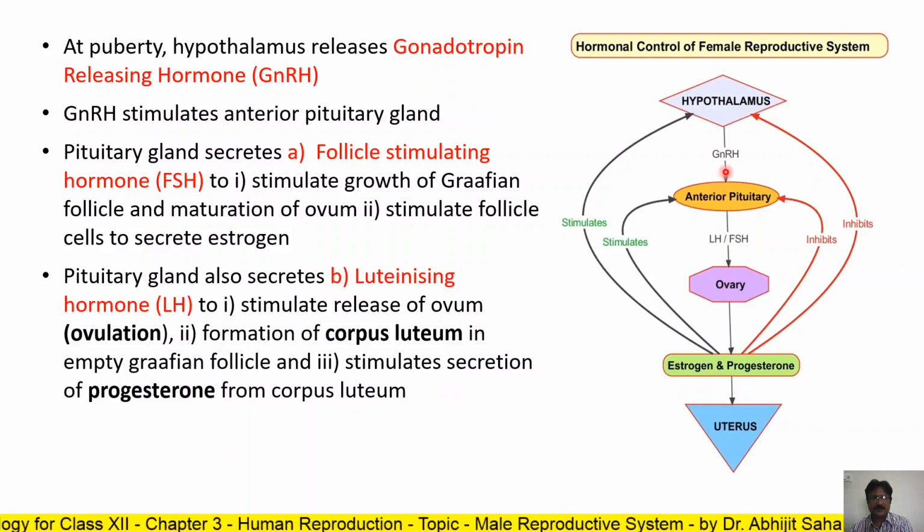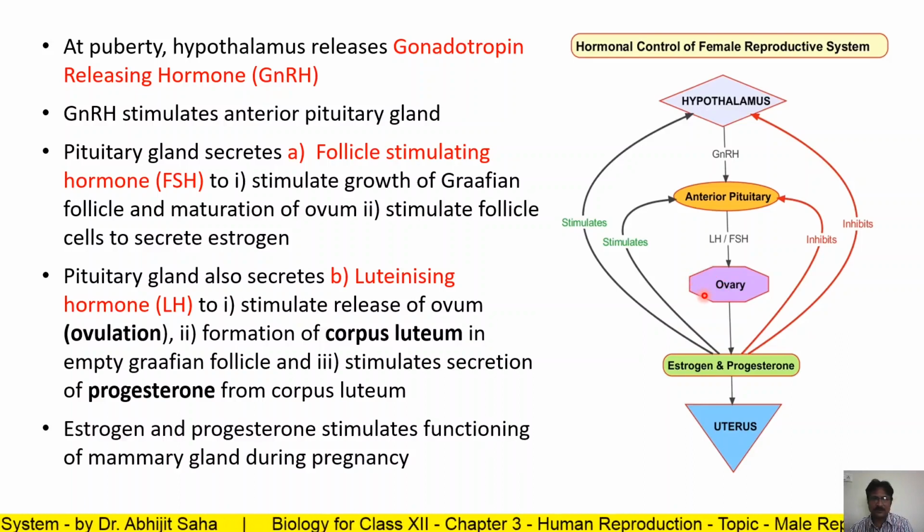The pituitary gland, as I just said, secretes two hormones, FSH and LH. Now, what is the role of LH? LH stimulates the release of the ovum and formation of the corpus luteum. The corpus luteum is formed from the empty Graafian follicle, and it stimulates the secretion of progesterone from the corpus luteum.